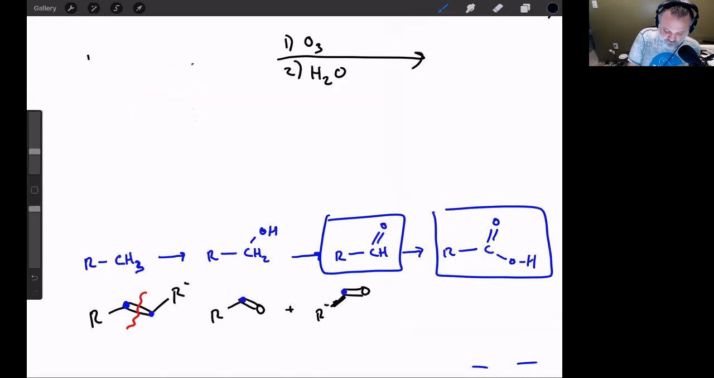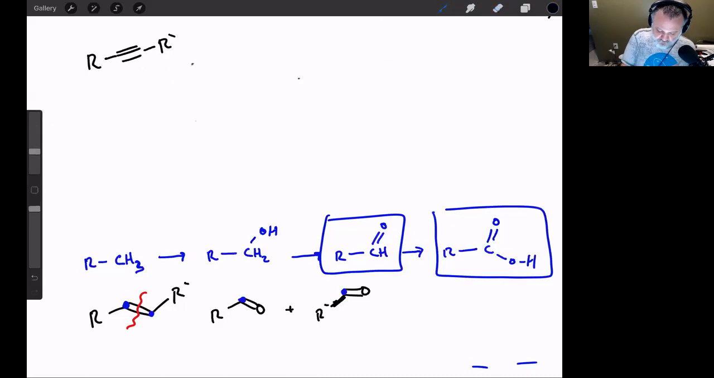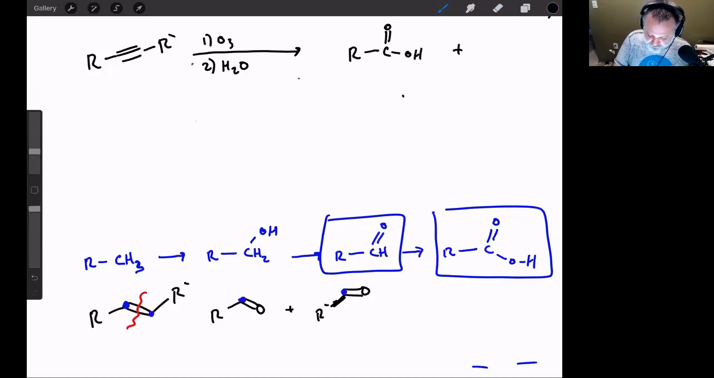So the reaction of this alkyne produces two products. I'm going to have an R group and that carbon that started the triple bond, and it's going to now be a carboxylic acid. The other product is this R group and that other carbon attached to the triple bond, and it is also a carboxylic acid.